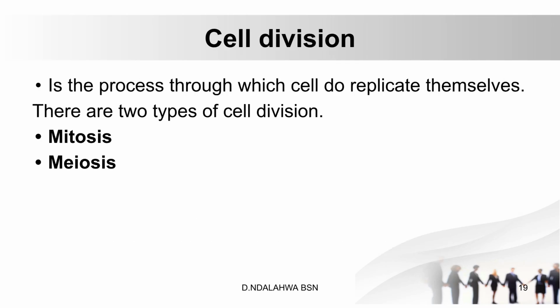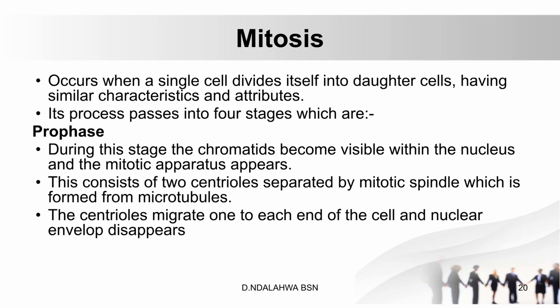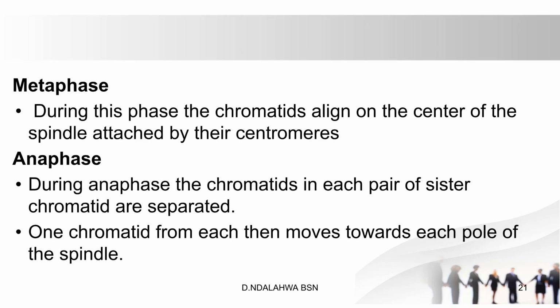Cell division is the process by which cells replicate themselves. The two main types of cell division are mitosis and meiosis. Mitosis is when a single cell divides into two identical daughter cells. The first stage, prophase, involves chromatids becoming visible and the mitotic apparatus forming, with the nuclear envelope disappearing. The next stage, metaphase, involves chromatids aligning at the center of the spindle.